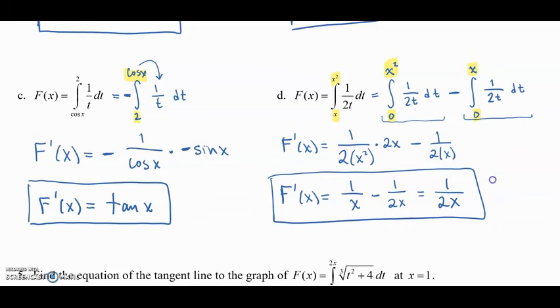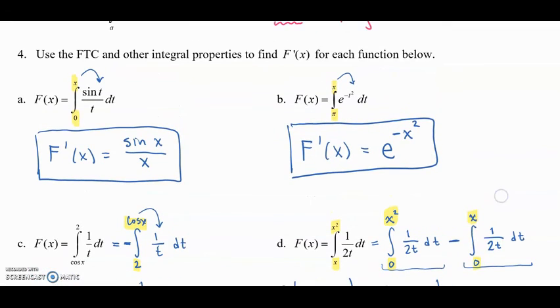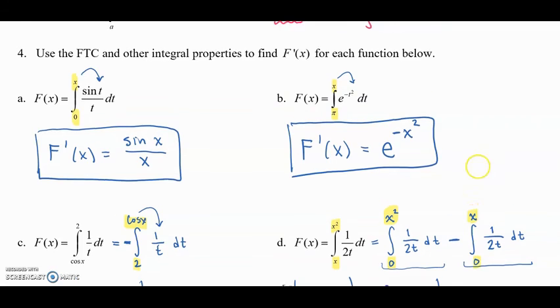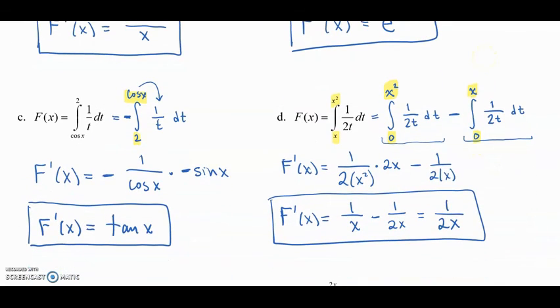There were 4 examples. Let's look at these 4 examples of direct uses. The first 2 are very direct uses of the fundamental theorem. And then this bottom one's where we had to maybe use some integral properties, and also be careful with the chain rule if the top bound is something other than just x.